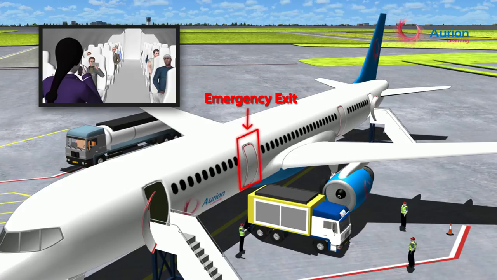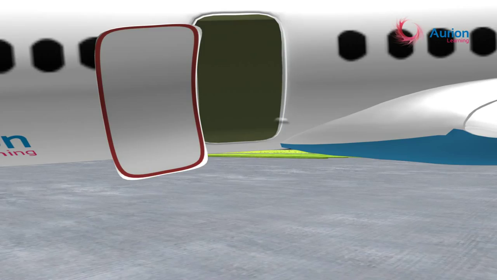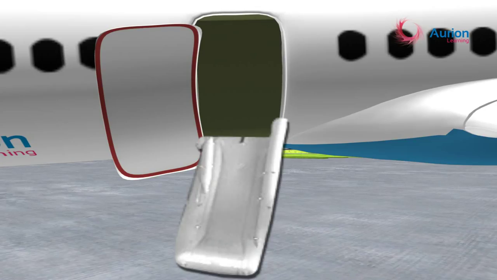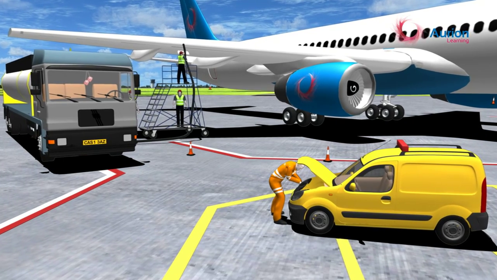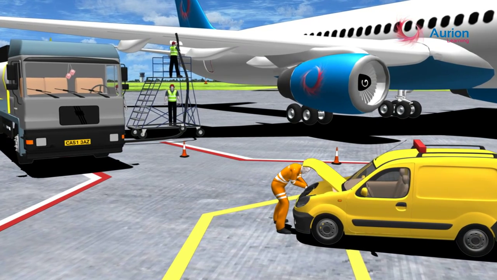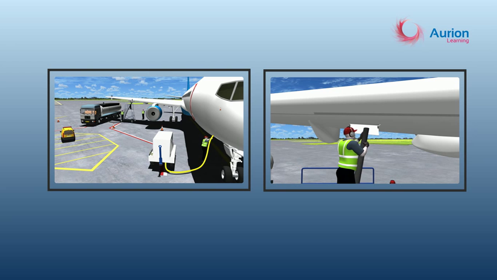4. During fueling with passengers on board, no vehicles or equipment may park near the emergency exits, so that in case of emergency, the emergency exit chutes can be deployed without hindrance. 5. Do not start any maintenance work in the fueling zone. 6. Ground power units should not be connected or disconnected during the fueling process.